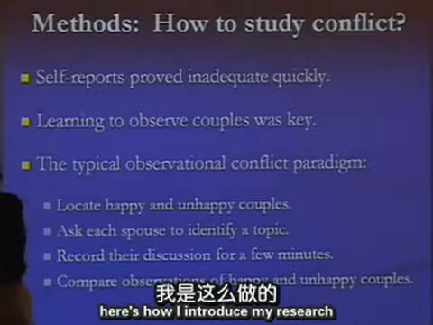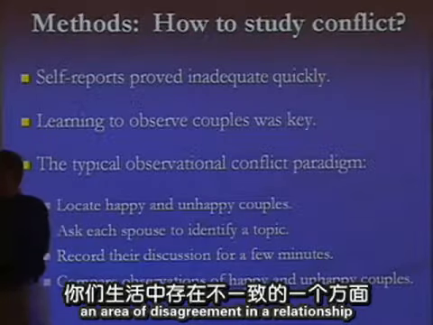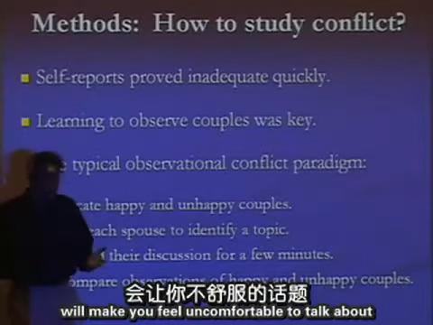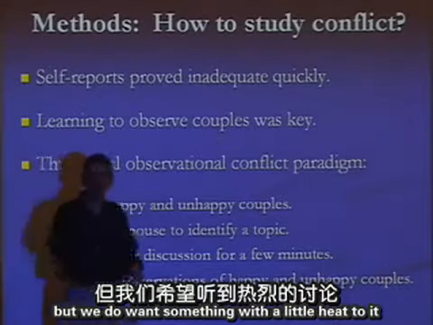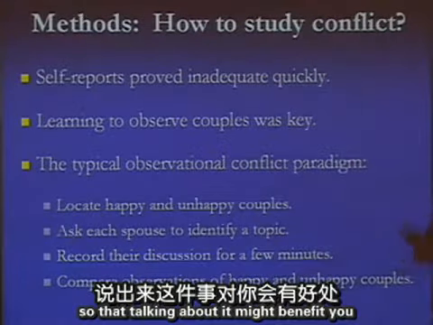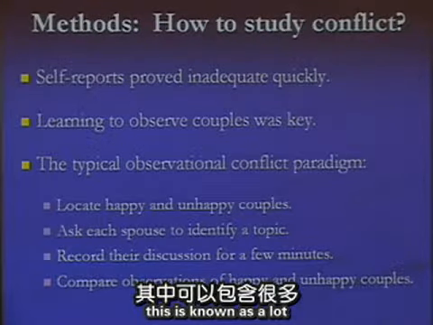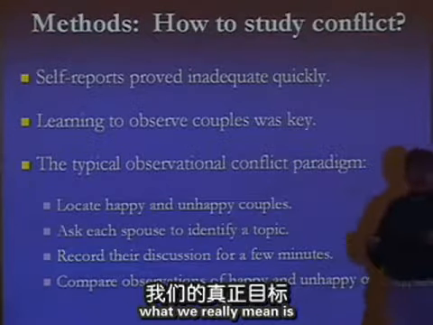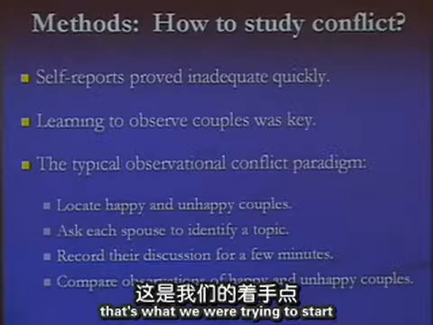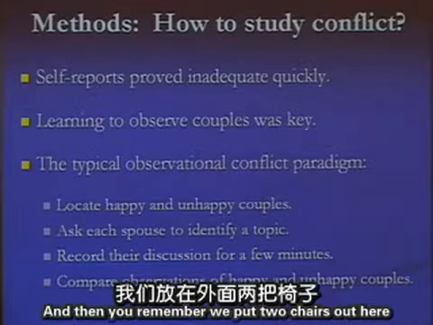And here's how we introduce it in my research. We say, we'd like each of you to come up with an area of disagreement in the relationship. Now, we don't want this to be something that would make you uncomfortable to talk about. That's not our purpose. But we do want something with a little heat to it. We want something that really matters to you so that talking about it might benefit you. When we say talking about it might benefit you, this is known as a lie. What we really mean is, talking about it might actually get you to show real emotions, and that's what we're trying to study. But that's not what we say. We say, this might benefit you, but what we really mean is, this might benefit us.